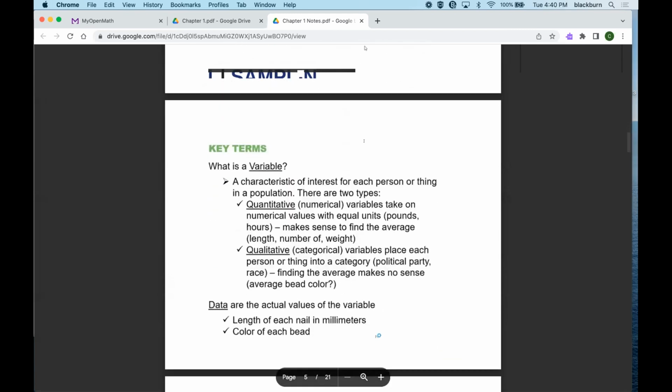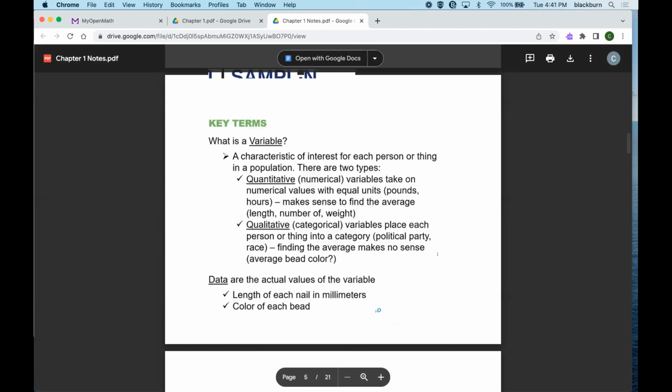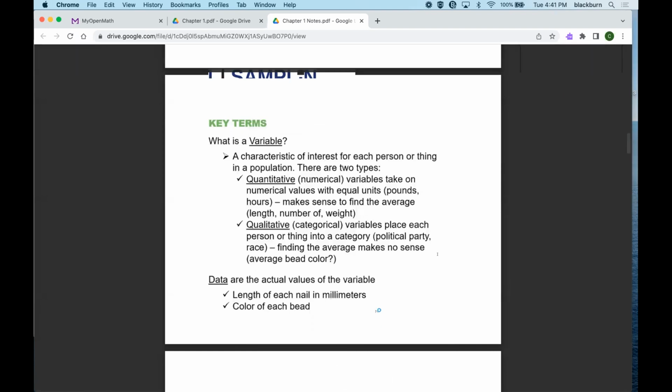So a variable is a characteristic of interest for a person or a thing in a population. Quantitative variables are basically numerical, like the height of a person, the number of kids each person has, or the number of pets. Qualitative variables place each person or thing into a category, like what political party are you in, or what city do you live in. Data are the actual values of the variable, like the length of each nail in millimeters, or the color of each bead.